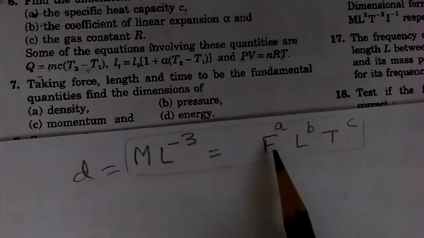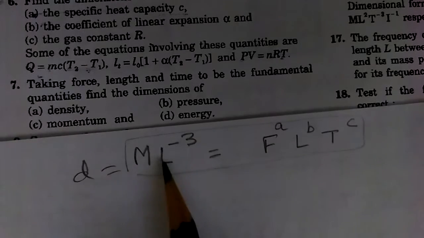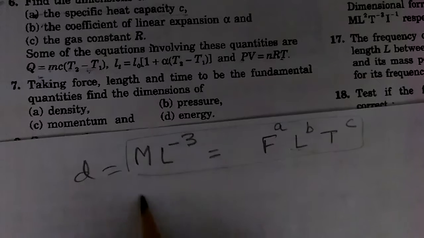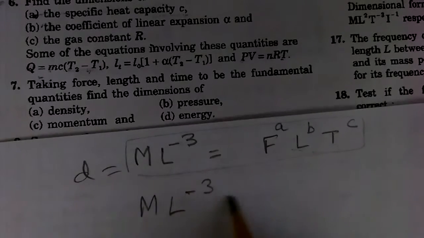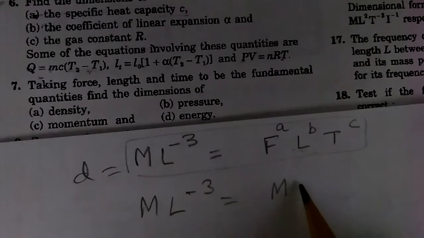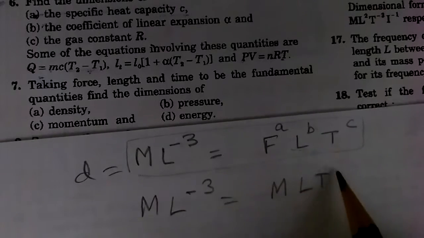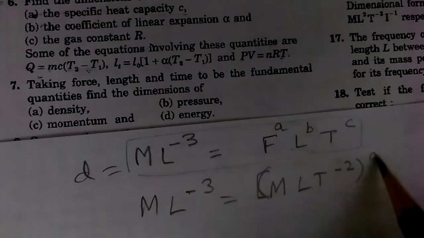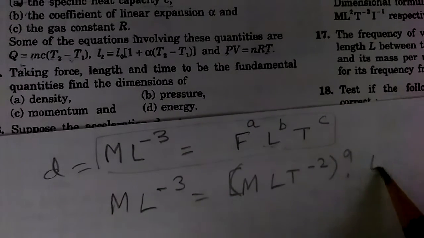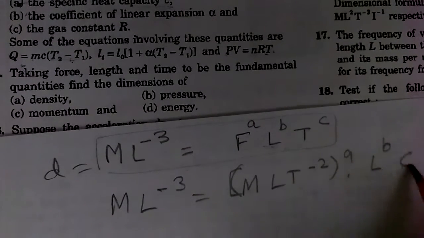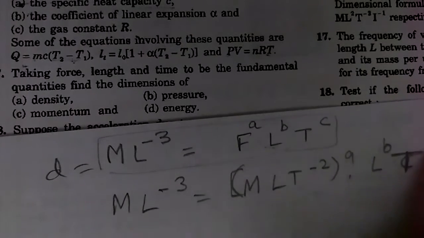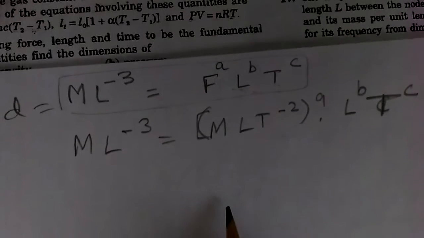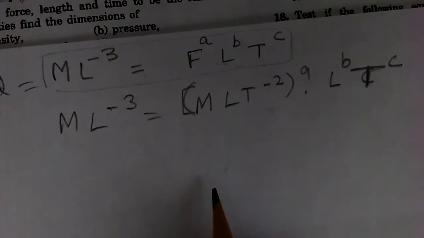So first of all, we need to express this force F in terms of M, L and T. L and T, these two are already known. So we write it as M L to the power minus 3 is equal to force, which is mass into acceleration, so M L T to the power minus 2, whole thing to the power of A, multiplied by L to the power of B, multiplied by T to the power C. Now we can equate all the M, L and T's and find out the values of these three constants.